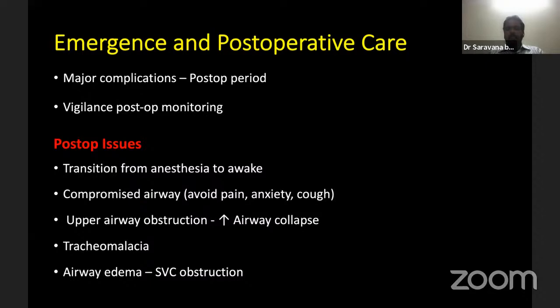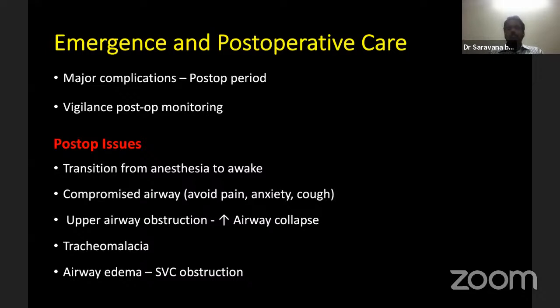Also, these patients may have had the mass for more than 10, 15 years. These patients may have compressive effects on the trachea and may result in tracheomalacia. So the extubation should be properly planned, suspecting that these patients may have tracheomalacia. And intraoperatively, you have to ask the surgeon, after excision of the mass, whether the tracheal consistency is good, or whether it is very much soft or anything.